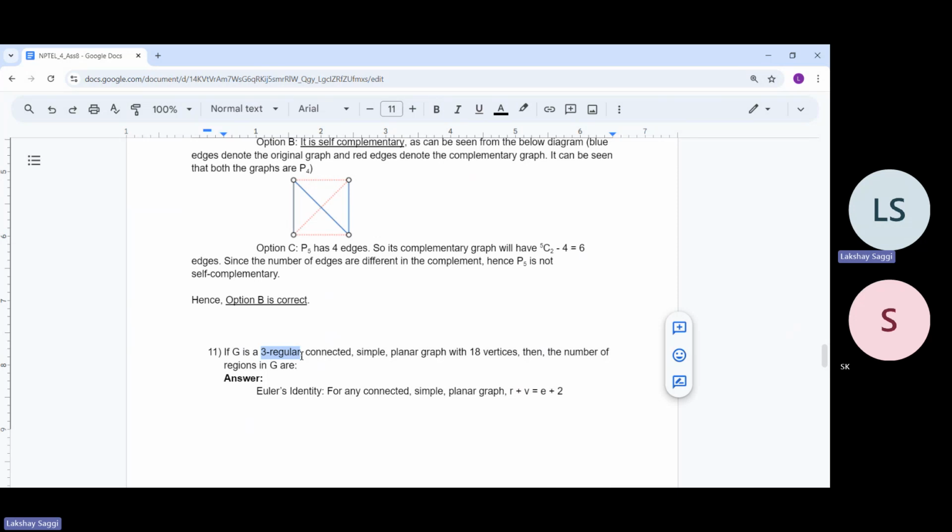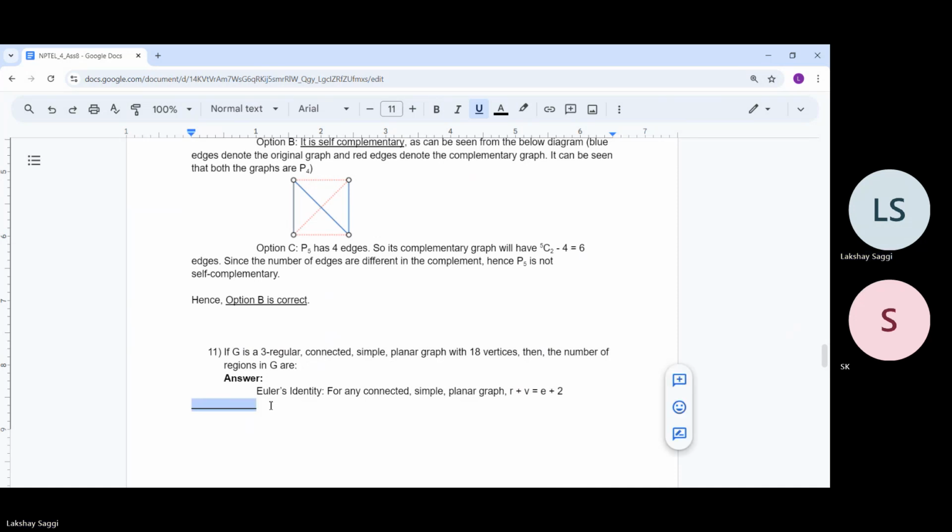And why is this? Since G is 3 regular, every vertex has a degree of 3 and there are 18 vertices. So the sum of degrees of all vertices will be equal to 18 times 3. And the sum of degrees of all vertices is also always equal to 2 times the number of edges in a graph. So from that, we can obtain the number of edges in the graph.